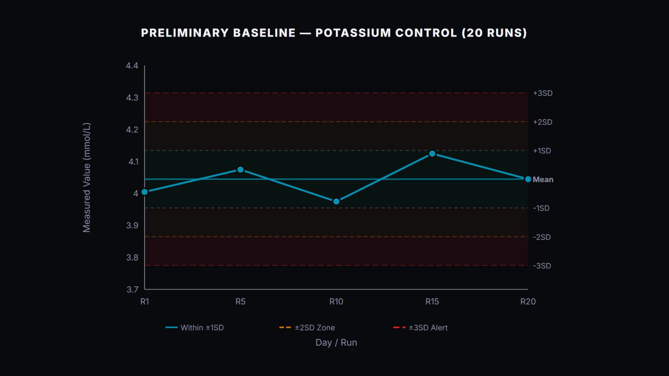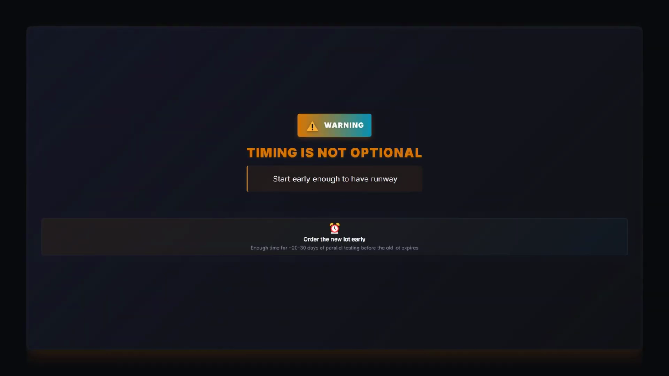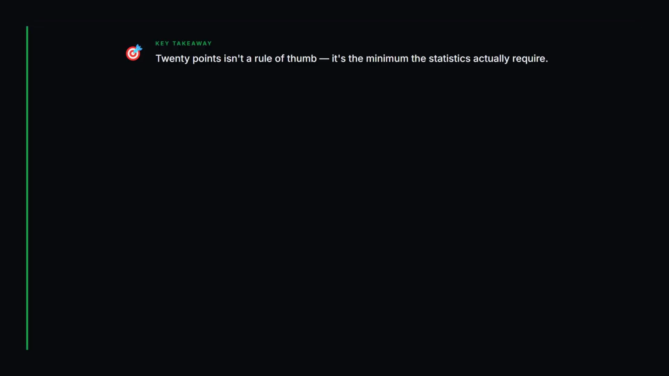Practical timing matters just as much as the math. This 20-point collection has to happen while the outgoing QC lot still has valid shelf life remaining. Starting it only after the old lot has already expired leaves no runway to catch a problem with the new lot before it's the only material on the shelf. So a baseline mean isn't something you eyeball from a handful of early results.